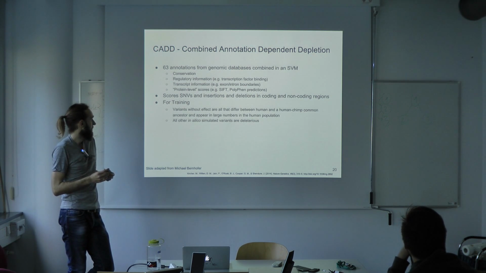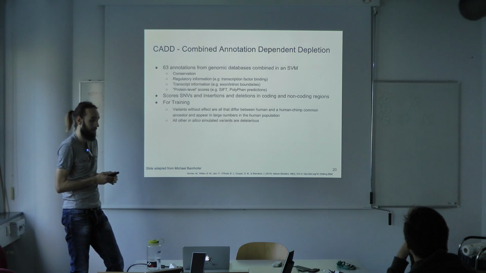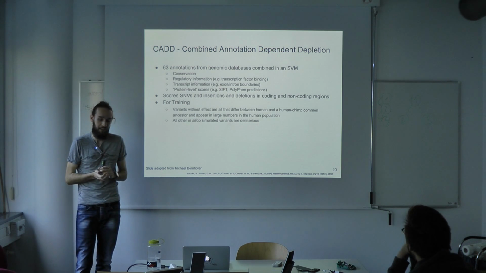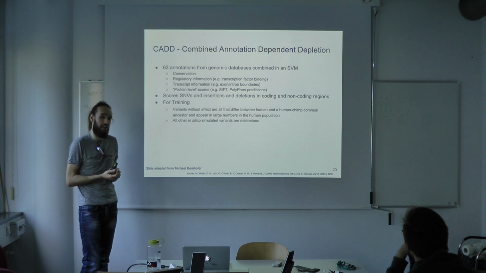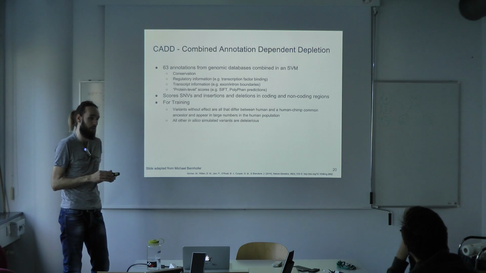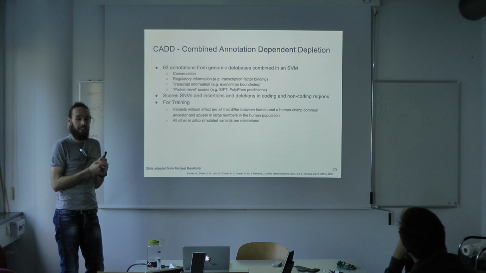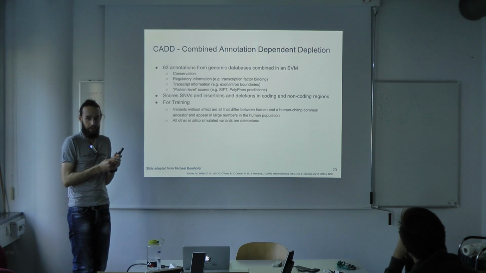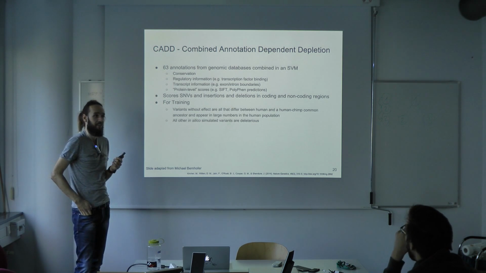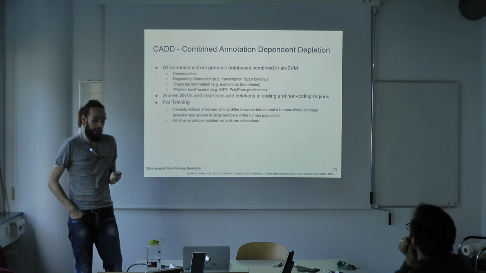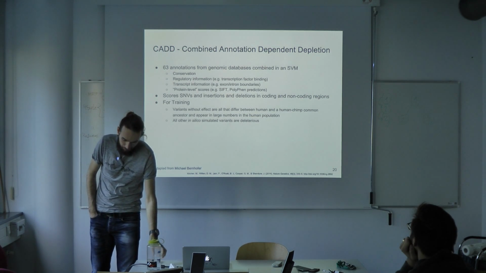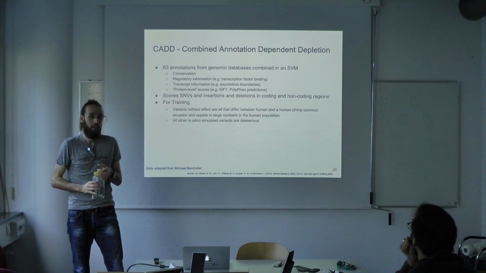To do that, you need a training set, and in this case, it may not be entirely clear how you could get that training set. So what you would need is a set of variants where you know they have an effect, and a set of variants where you know they don't have an effect. And this is not available, at least not at a large scale, and especially not on the DNA level.